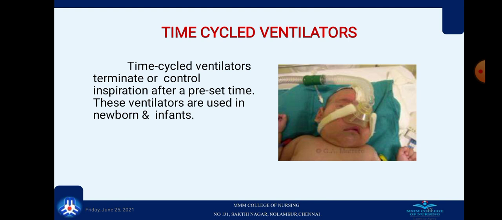Next, we can see the time cycle ventilators. Time cycle ventilators terminate or control inspiration after a preset time. These ventilators are used in newborns and infants.